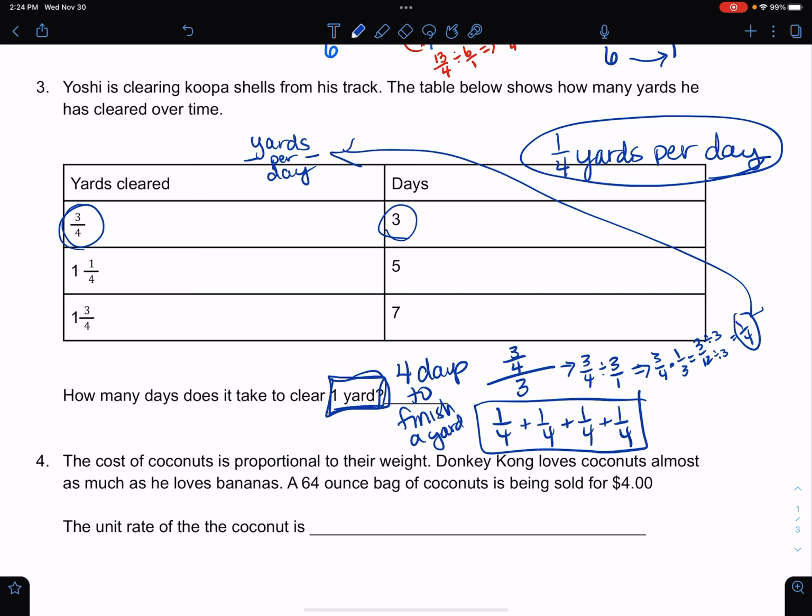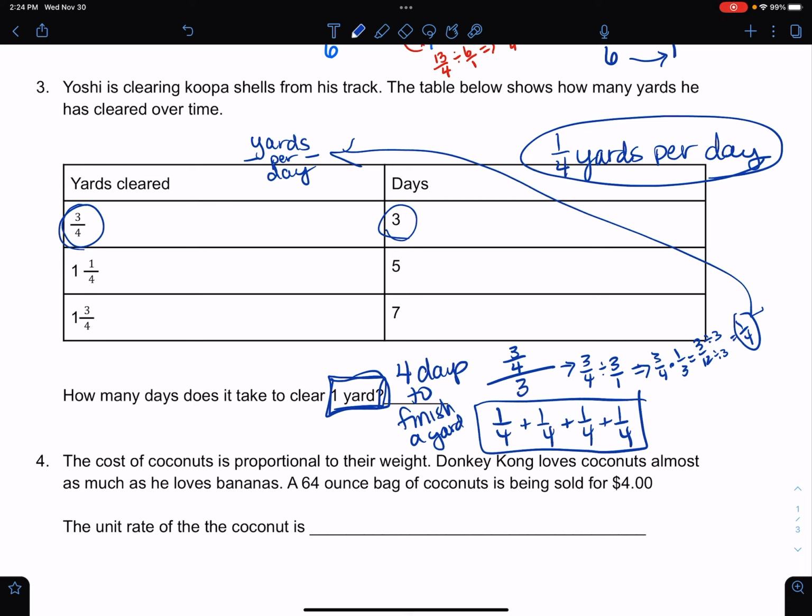Could I have done that differently? Yeah, I could have set it up differently, but my brain didn't want to do that. Could I go back and do that? Yes. Is there anybody in there? Raise your hand that did do it a different way. Maybe you did it days per yard, instead of yards per day.